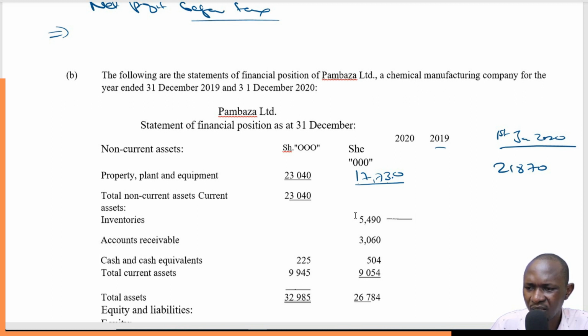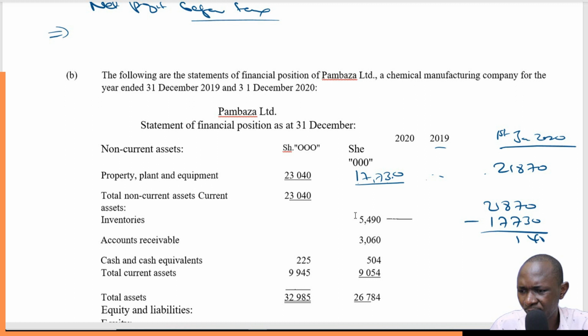What does that mean? It means that there was an additional asset overnight. Maybe there's an asset that was bought at the very beginning of this year. So that means there was an additional asset of 21,870 minus 17,730. This gives us 4,140. There was an additional asset of 4,140. Okay, but let's leave that one out.